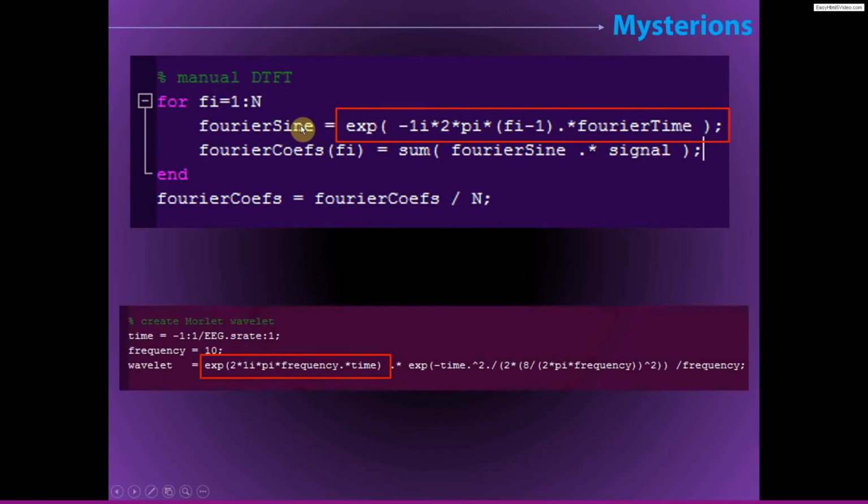This construction is also going to come up when we talk about Morlet wavelets, which are important for time frequency decomposition. This is the MATLAB implementation of the formula for a complex Morlet wavelet. You'll see there that there's also this complex sine wave, very similar to what we have here during the Fourier transform. So in this lecture I'm going to tell you a little bit about what complex numbers are, what complex sine waves are, and how we use complex numbers to extract power and phase information from the result of the Fourier transform.